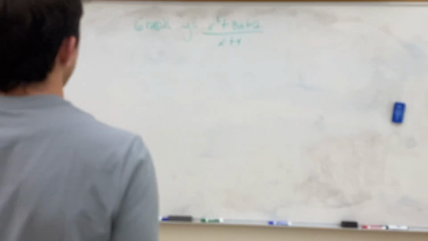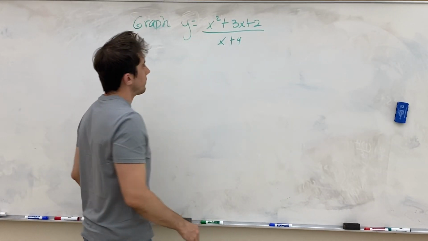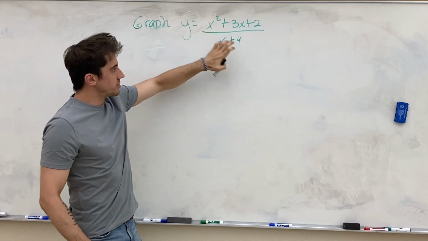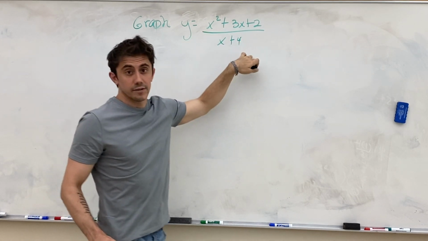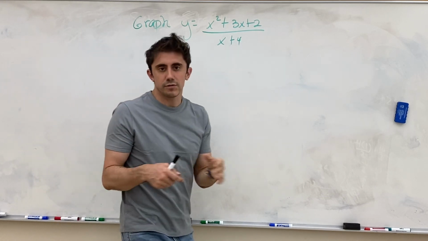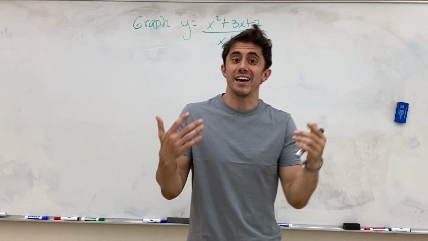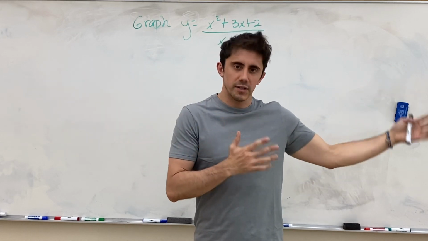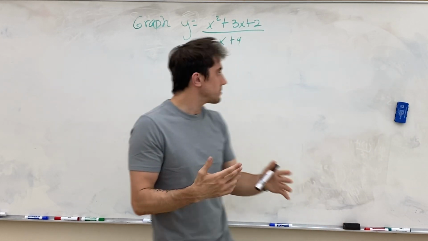Good afternoon, everyone. Today we're going to graph a rational function where the numerator is a polynomial of higher degree than our denominator, right? So if we think of a horizontal asymptote for this one, a horizontal asymptote tends to be the behavior of our function as x goes to negative infinity or positive infinity, really, really big values, right?